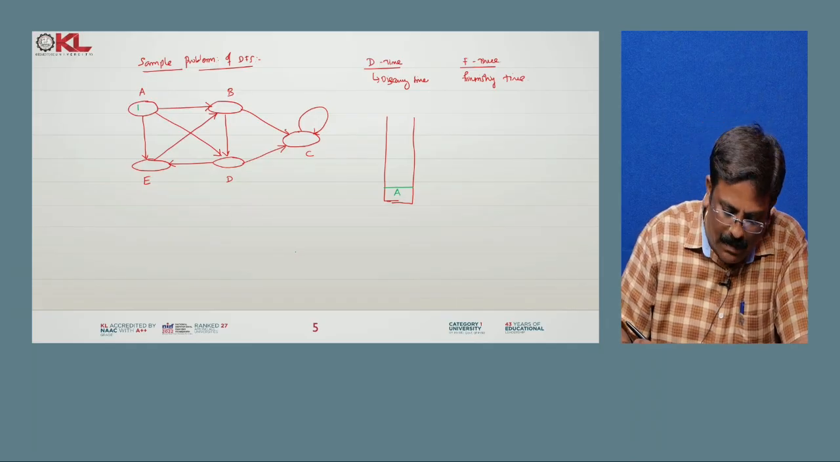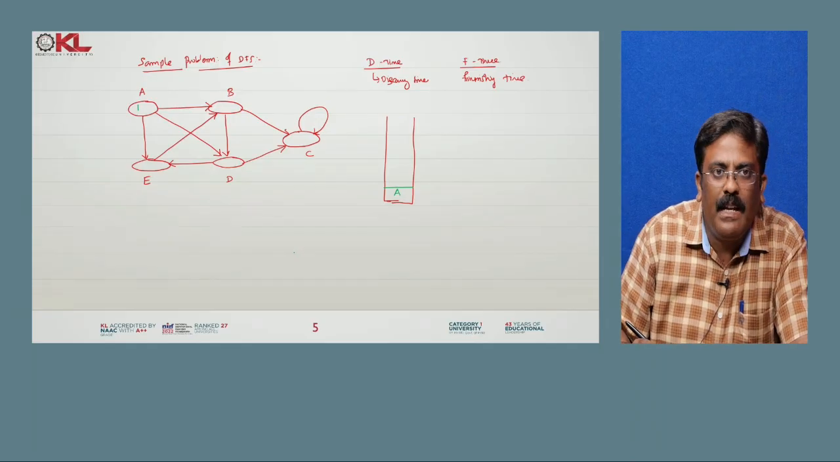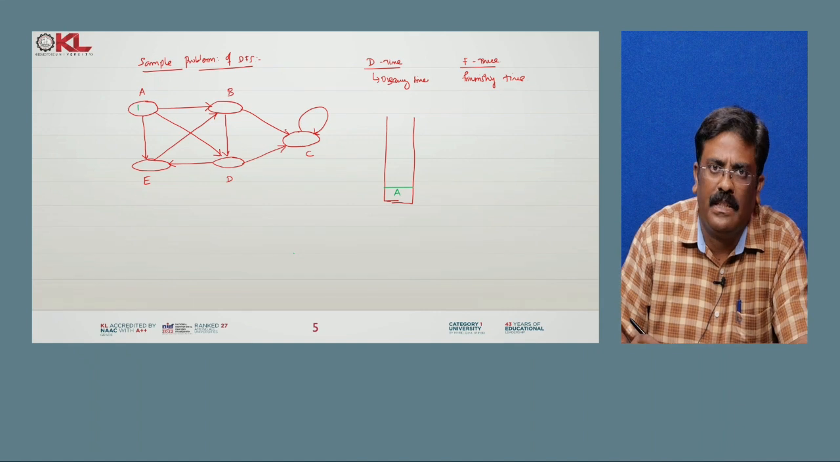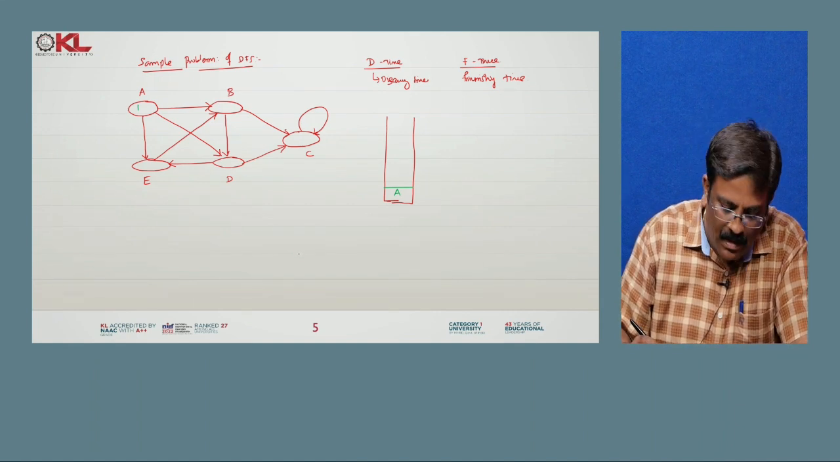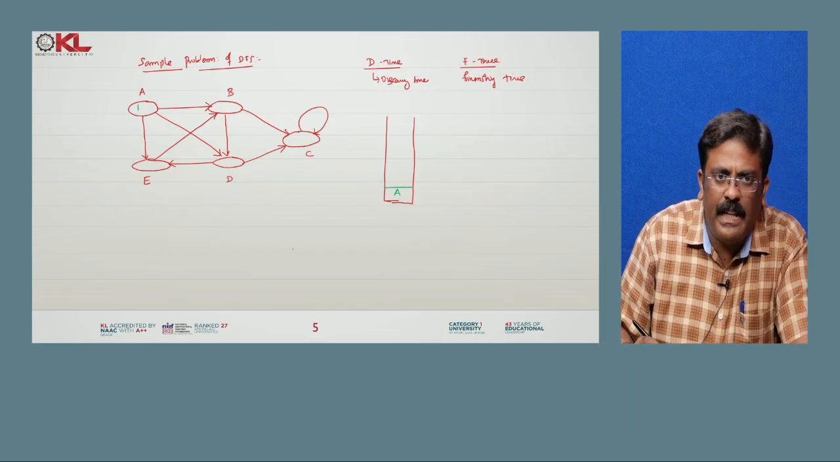So the discovery time of the node A, I am writing that in the first cycle I have discovered A, but I have not yet completed it. A is visited means we have to close it with the finishing time. Okay, so from A there are three possibilities available for us to move on.